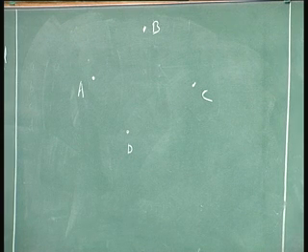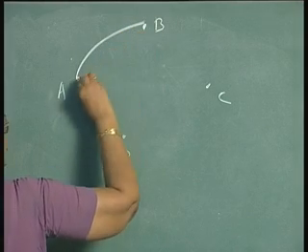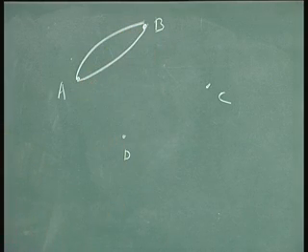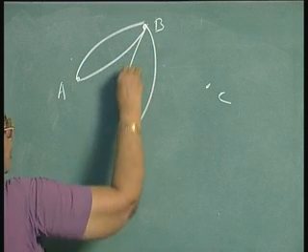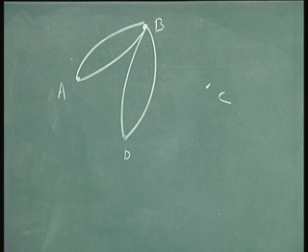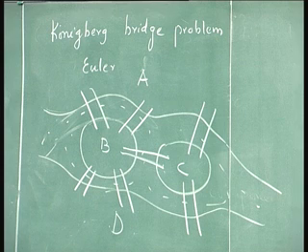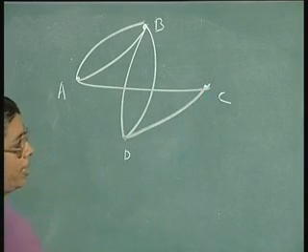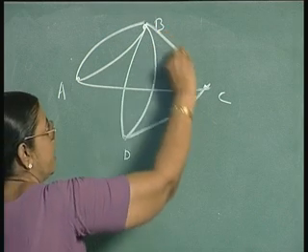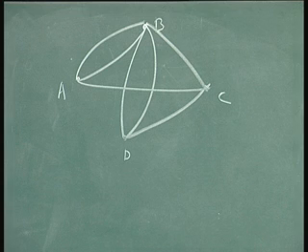Now, there are 2 edges between A and B, that was represented like this. There are 2 edges between B and D, 2 bridges. Between C and D there is 1 edge. Between C and A there is 1 edge. Between B and C there is 1 edge. The whole thing can be represented by a graph like this. It is an undirected graph.